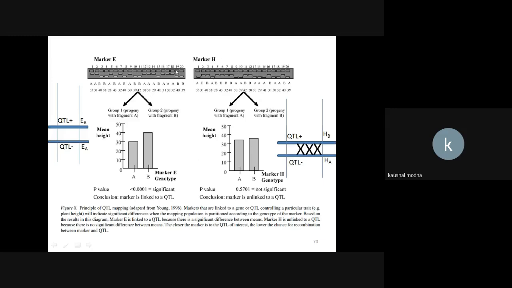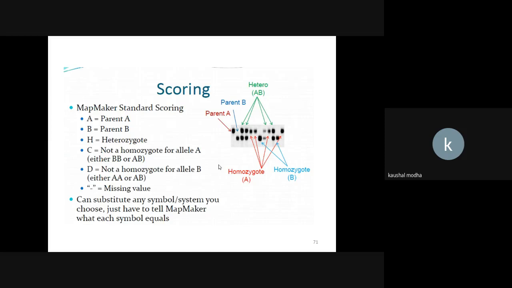So this is our molecular marker data. Utilizing the concept of linkage, on the basis of this grouping and phenotypic trait, we can map marker with quantitative trait. So this is the scoring system. This is how we incorporate our data into the software.